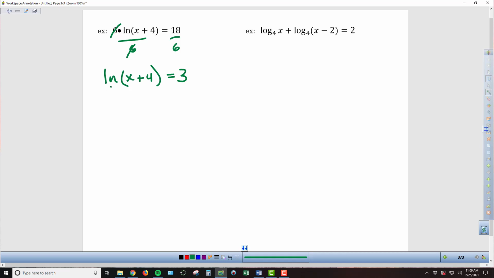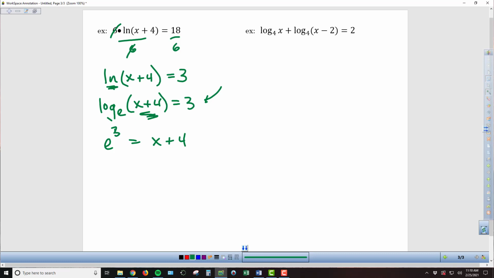Now recall that natural log is log base e. So even though we never write it like this, that's the base of that logarithm. And so seeing it like this may make it easier for us to rewrite it as an exponential. So the base of our log is the base of our exponential. The logarithm is an exponent, so that becomes the exponent. So we have e to the third equals, and then that's going to equal the input into the logarithm, which is x plus 4.